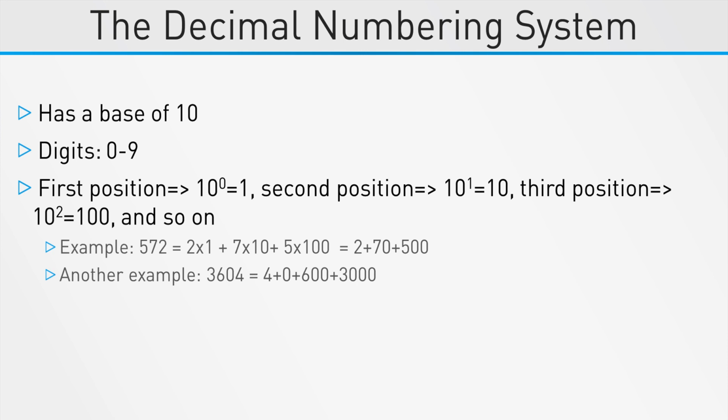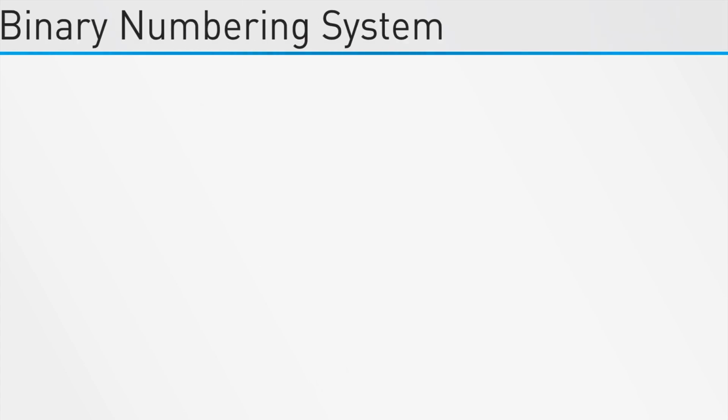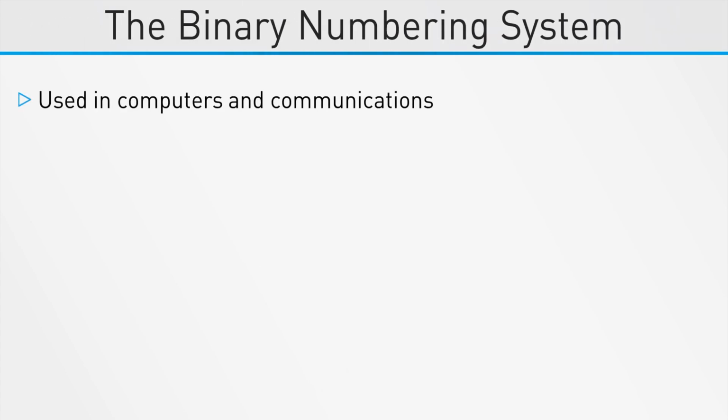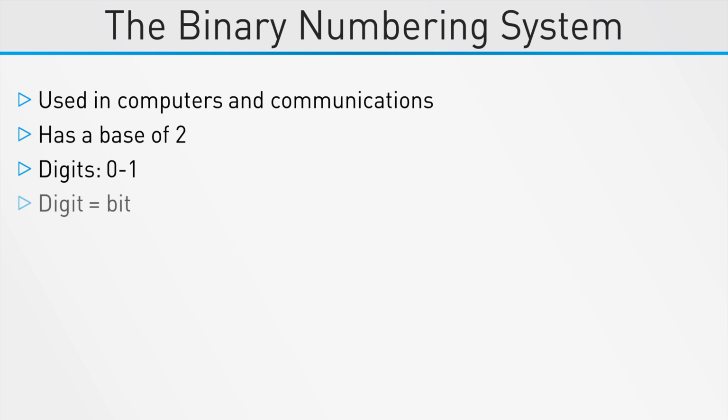Then we have the binary numbering system, which is used in computers and communications because it is simpler and more effective to deal with signals and voltage as either on or off, or in numbers either 0 or 1. So this system has a base of 2. And because the base is 2, we have two possible digits or symbols, which are 0 and 1. In this system, each digit is called a bit, and every 8 bits are called a byte or octet.